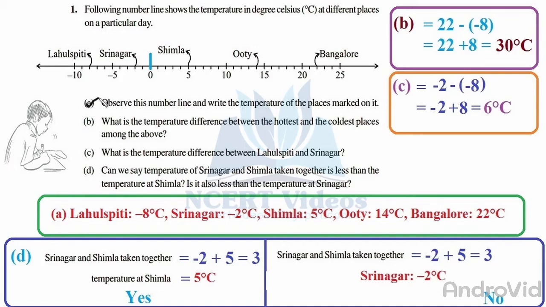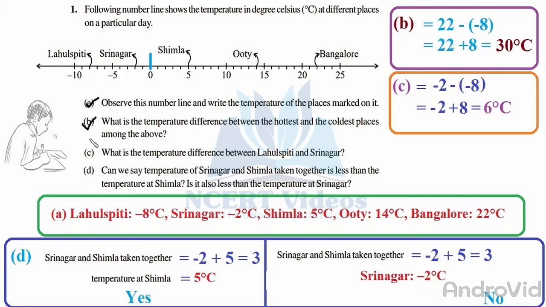B. What is the temperature difference between the hottest and the coldest places above? As you can see here, Lahaul Spiti and Bangalore are at the extreme ends. Therefore, Lahaul Spiti is at -8 degrees Celsius, whereas Bangalore is at 22 degrees Celsius. We have to take a difference. So 22 minus (-8) is 22, minus minus is plus, therefore we write +8 and it is 30 degrees Celsius. Therefore this is the difference.